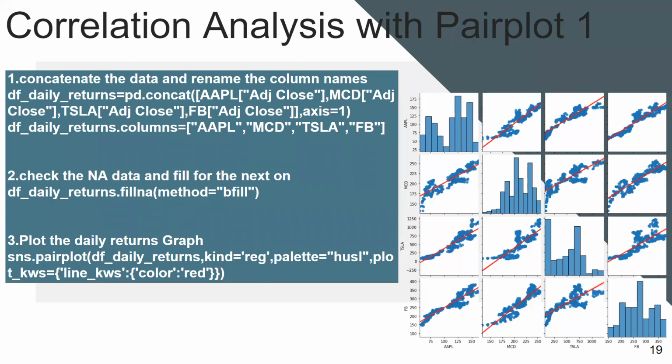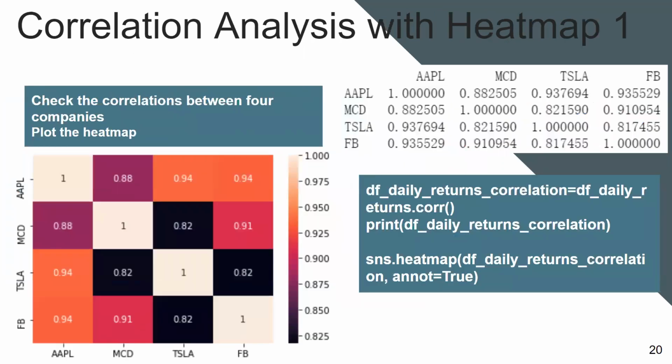Then we put the adjusted close of the 4 companies into a new table named df_daily_return. Then check whether the data has null values and use the next valid observation to fill the gaps. Use the seaborn pairplot to plot pairwise relationships among the 4 companies' data. Then we calculate the correlation and plot the heat map to make the data more intuitive.